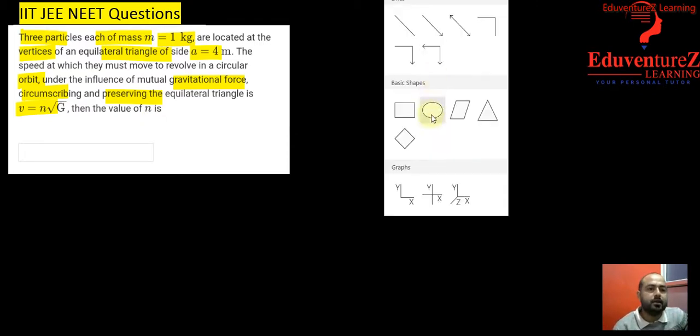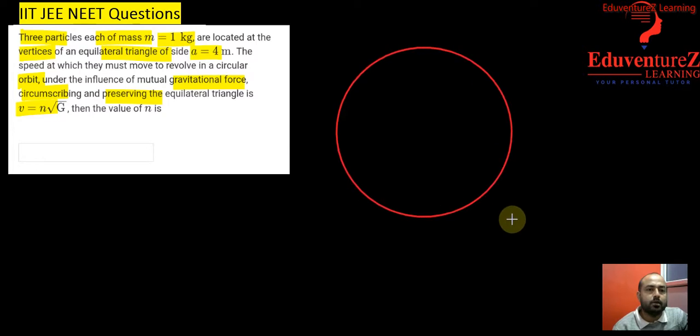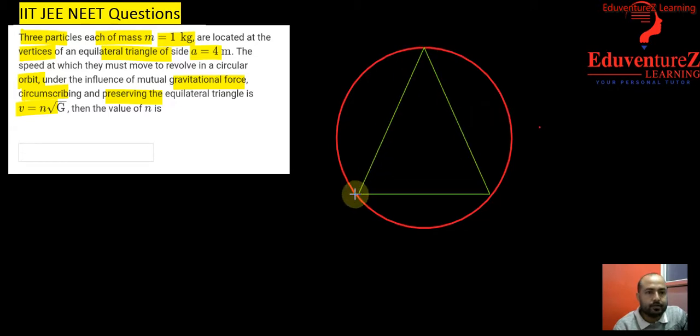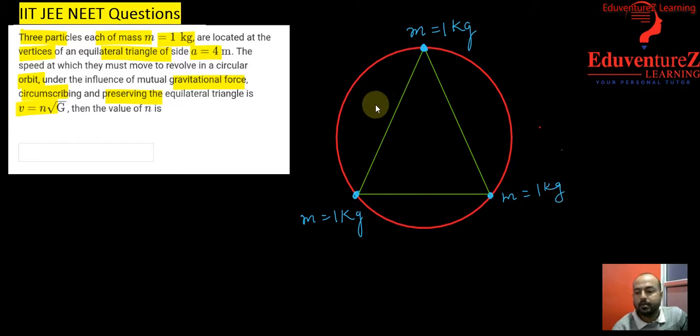So first we will draw the diagram here. Okay, we are taking a circle. This one is a circle, and inside this circle, we have an equilateral triangle like this. Three particles are kept at the vertices. Mass is 1 kg each, 1 kg, 1 kg, and 1 kg. And what is the side here? The side is 4 meter, 4 meter and 4 meter.